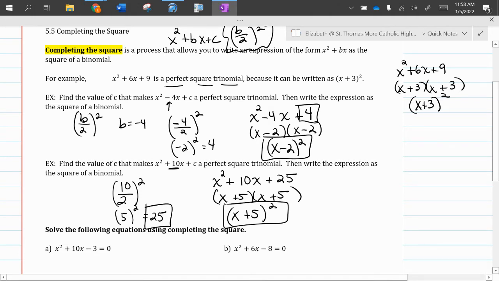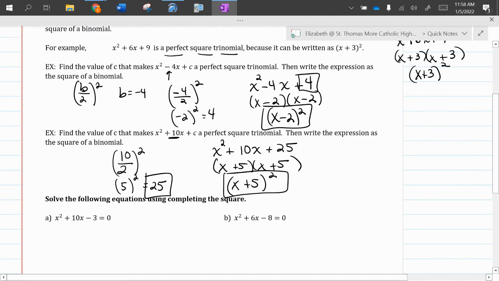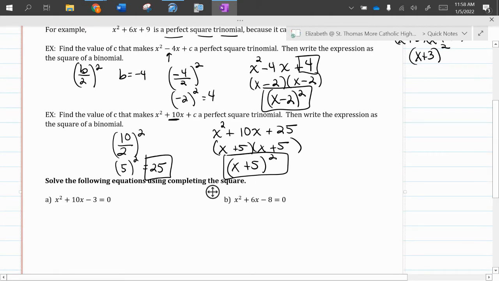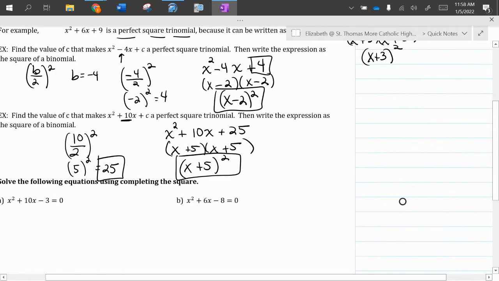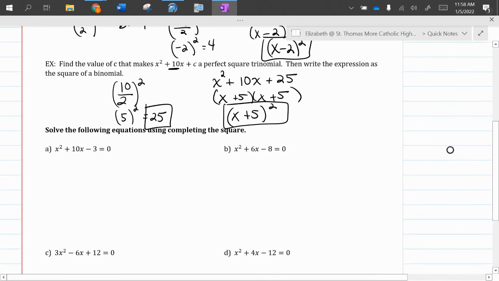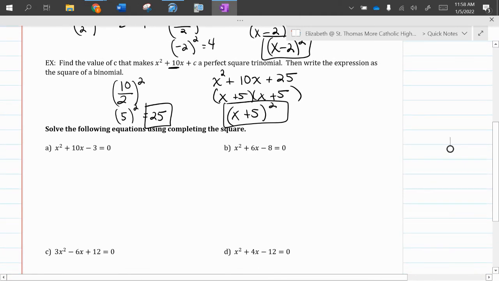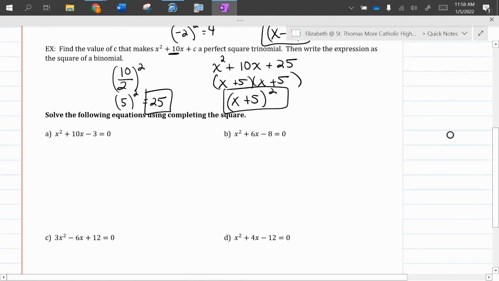Knowing how to complete the square is going to help us to solve a quadratic equation that I cannot factor. We've spent some time factoring quadratic equations and solving them by using factoring. But completing the square is for equations that we cannot factor. So I'm going to show you the process, and we're going to do 4 of them together.